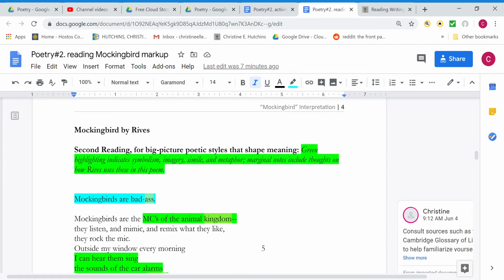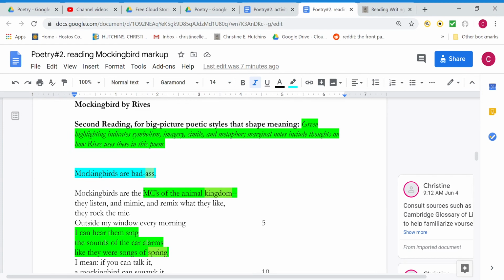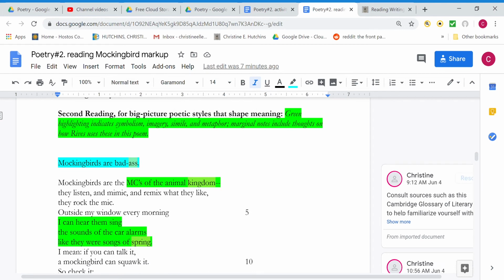That's the first reading, which is just for the literal basic sense, where you might mark words you don't know and try to figure out just what the basic meaning of the poem is. This is the second reading, and here I've looked at big picture poetic styles. I've also got here in the margin a link to the Cambridge Glossary of Literary Devices and Terms, and that's where you can look up a lot of the different literary devices the poets might use that you want to be familiar with when you're reading poetry.